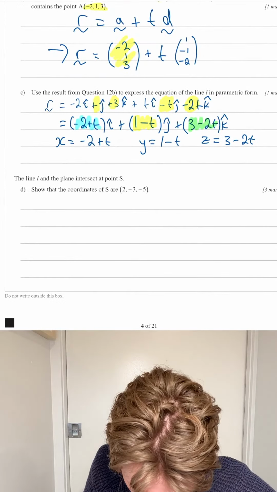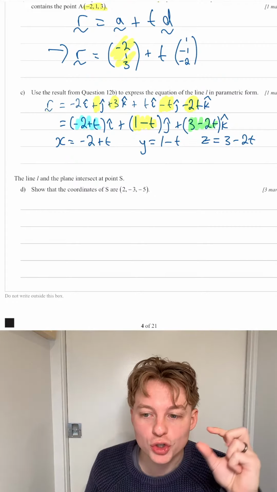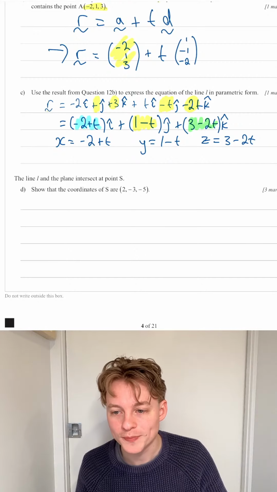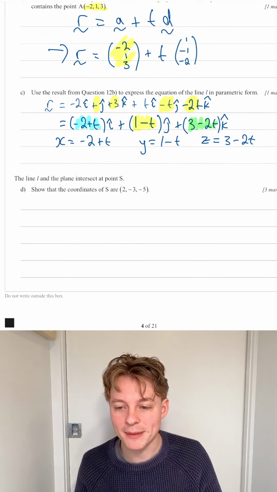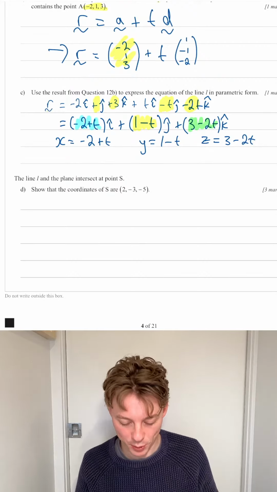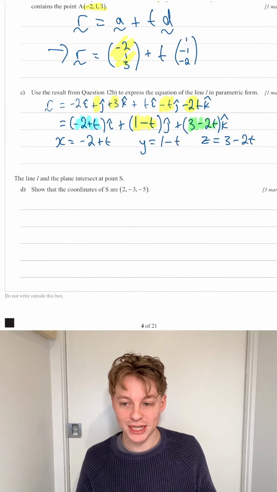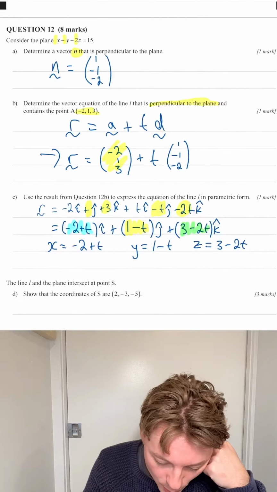The line L and the plane intersect at point S. I want to show specifically the point of intersection is 2, minus 3, and minus 5. Okay, so I'm trying to show specifically that my point of intersection is at these points. So all I'm doing when I'm proving something with a parametric equation is simply putting, if I scroll up, these values.